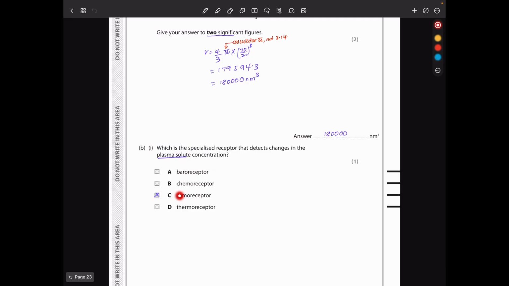Then part B, which is the specialized receptor that detects changes in the plasma solid concentration. This is going to be osmoreceptors. We're talking about concentration. These are for pressure. These are for, of course, pH and chemicals. This is for temperature changes. The answer is C.